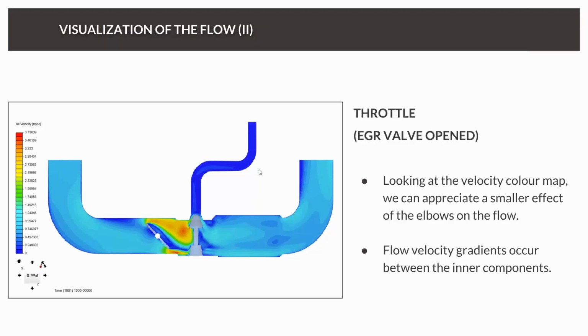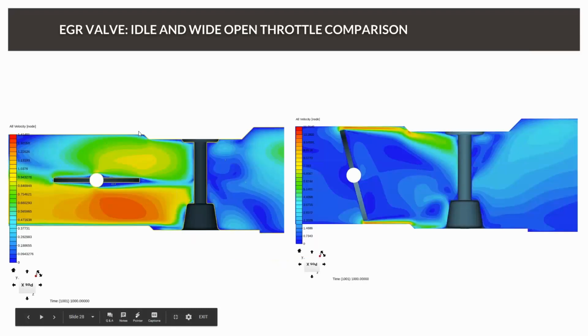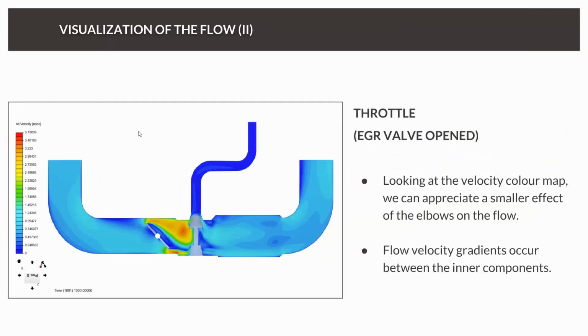And now let's take a look at the throttle setting, or throttle operating mode. So the poppet is opened and the butterfly valve is not completely closed. And here we can observe that, first of all, if you compare it with the other images, the flow is massively accelerated behind the butterfly valve.